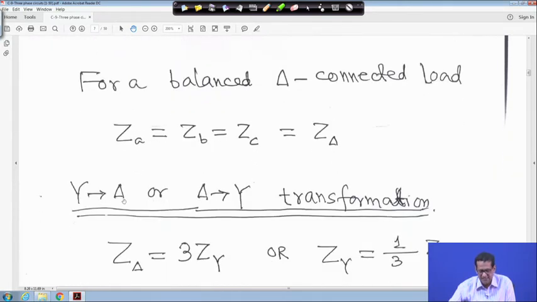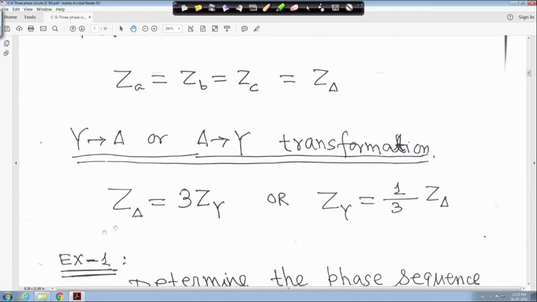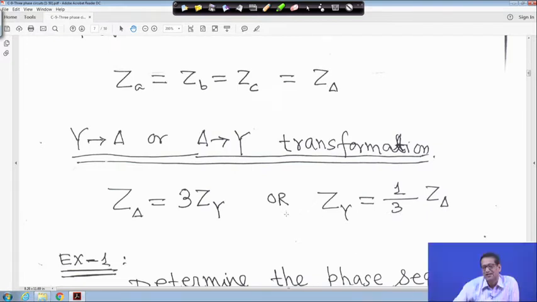For the star delta or delta Y transformation, the way we did it for a DC circuit, do it the same way and you will get that Z delta is 3 ZY, or ZY is 1 by 3 Z delta. We are not doing it further, because everything has been done for DC circuits. The philosophy is the same, only there it is resistance, here it is impedance.